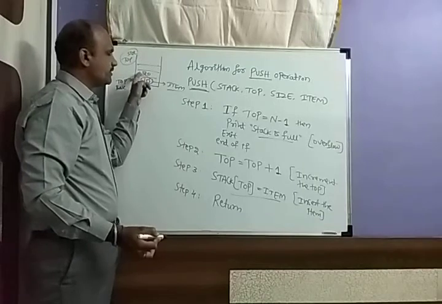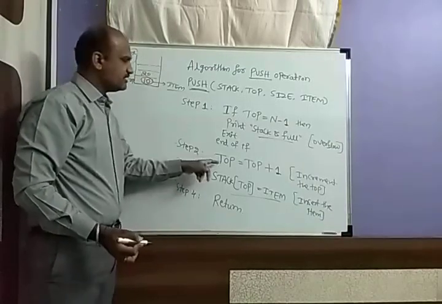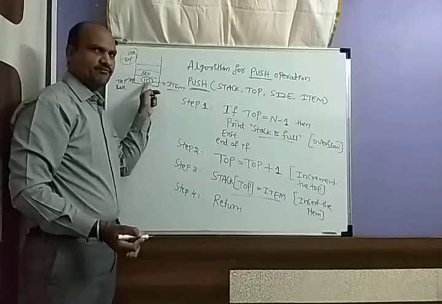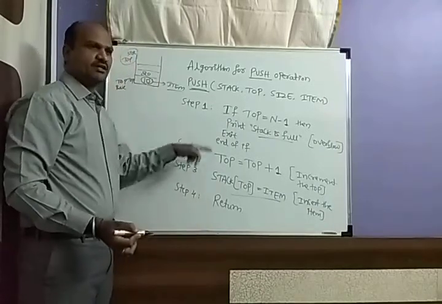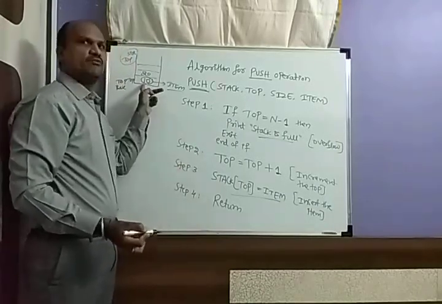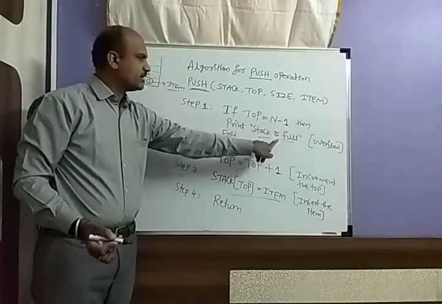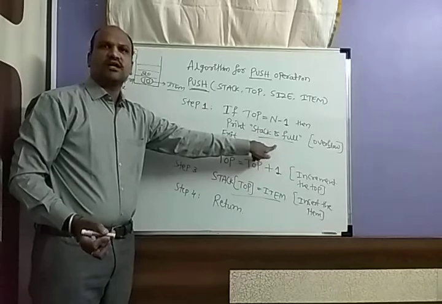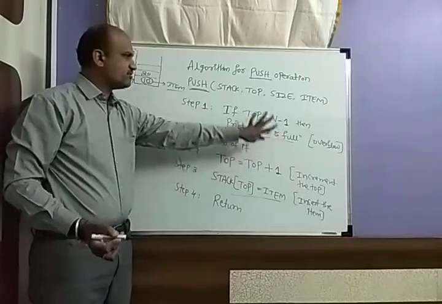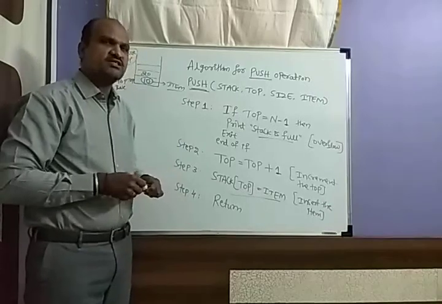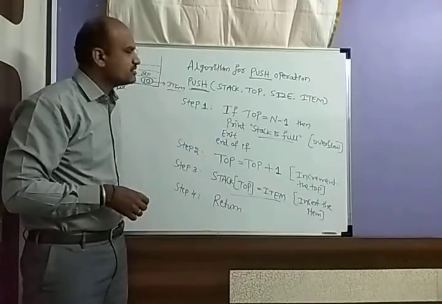Then again, what will happen? If you want to insert again, top will be incremented. Then again you have to add the element. That's why it is returned. Then again, until top is equal to n minus 1, then automatically that gives that the stack is full. This is a simple algorithm for the push operation, that is, inserting the element into the stack.